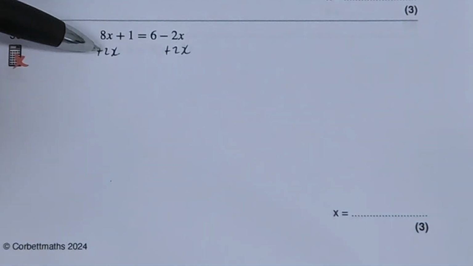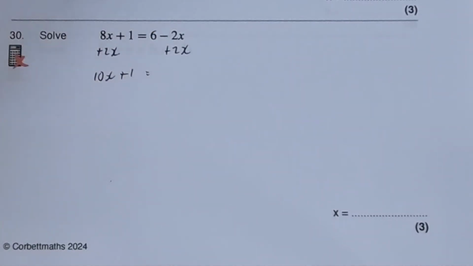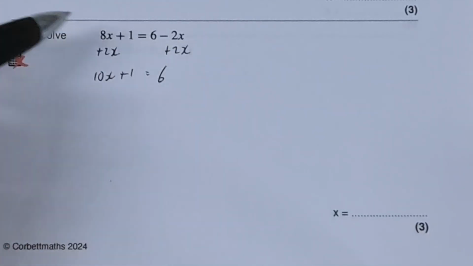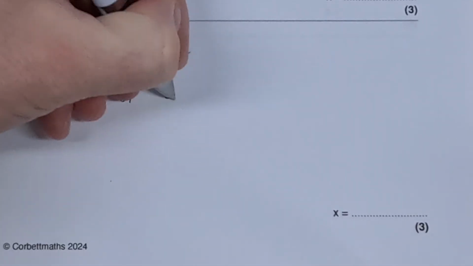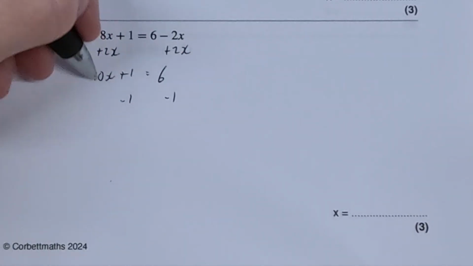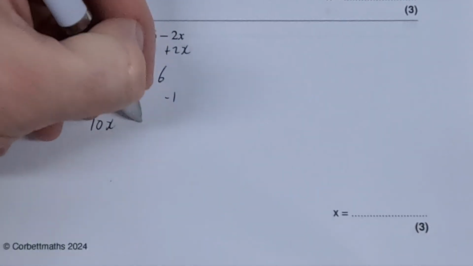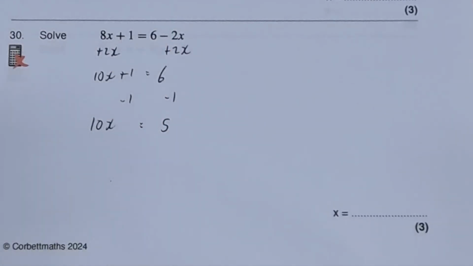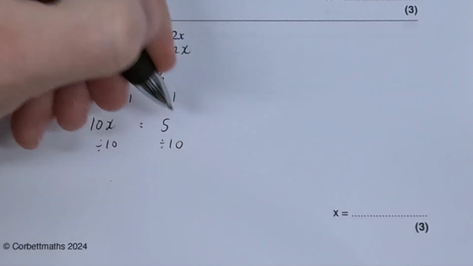8x plus 2x would be equal to 10x, so we've got 10x's there, and we still have our plus 1. On the right-hand side, we've got 6 minus 2x. We're adding 2x to get rid of the minus 2x, so we're just going to be left with 6. And this is great, we can now just solve this equation like the ones we've looked at earlier. Let's take away 1 from both sides of the equation, so minus 1 and minus 1. On the left-hand side, we'd still have our 10x, and we've taken away 1 to get rid of the plus 1, so we've just got 10x. On the right-hand side, we had 6 minus 1, that's equal to 5. Finally, to get rid of the times by 10, we're going to divide both sides of the equation by 10.